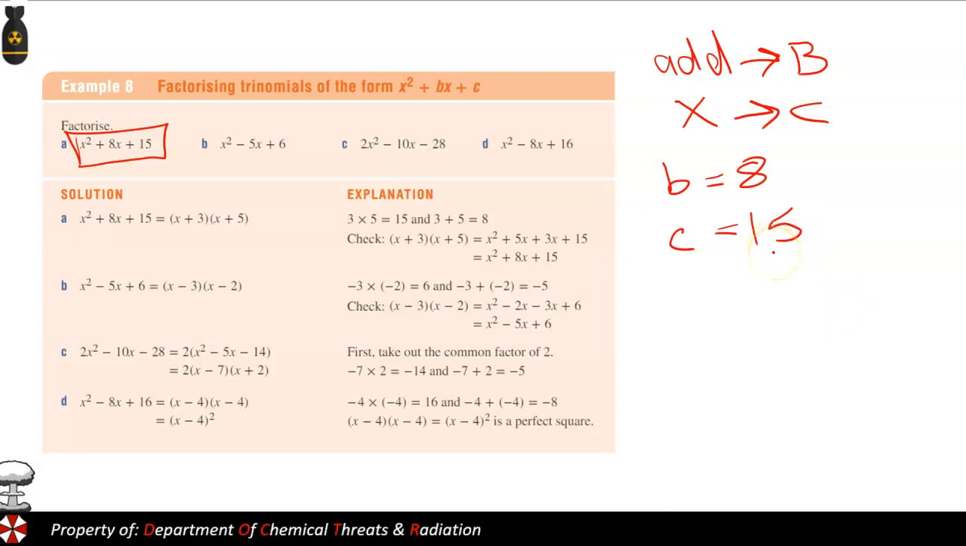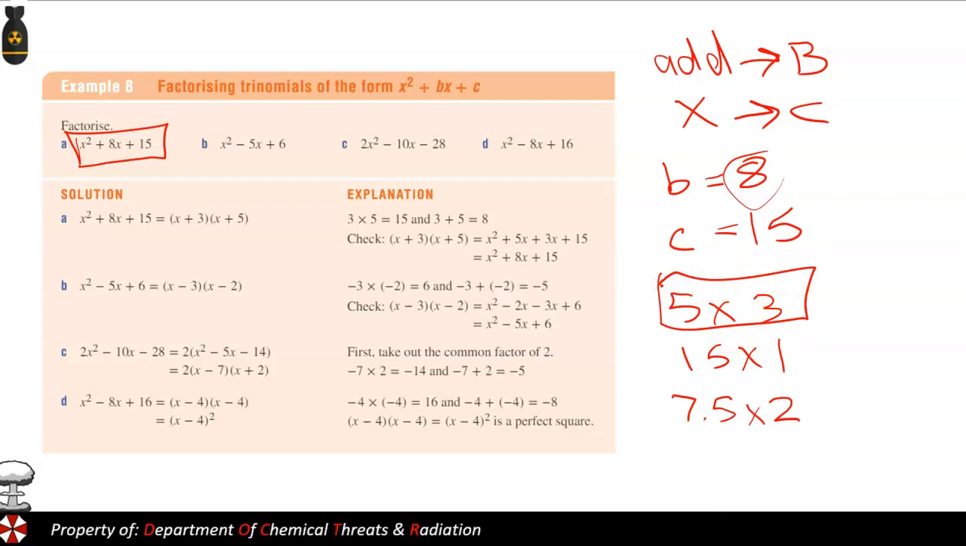Maybe you go multiply first and you go, all right, well, I can think of 5 times 3, 15 times 1. Technically, I could do something really gross like 7.5 times 2, but that's probably not a common case. And then I needed to add to give me 8. So sweet, straight away, 5 times 3 gives me 15, but 5 plus 3 gives me 8. So 5 and 3 have to be my factors.